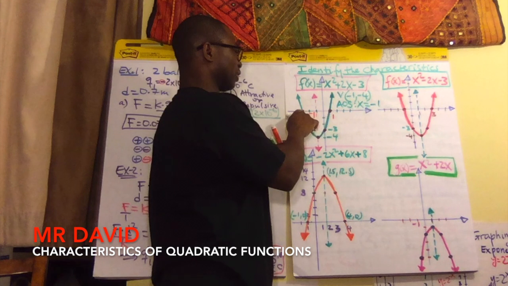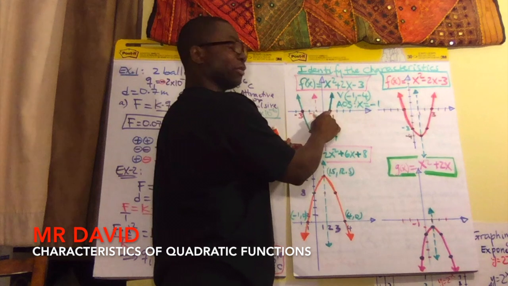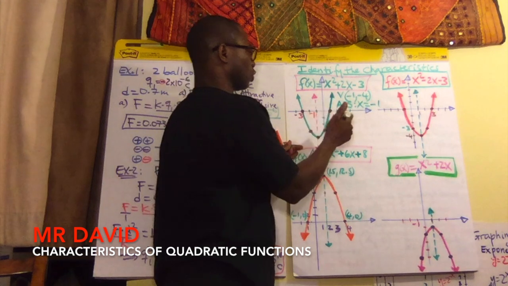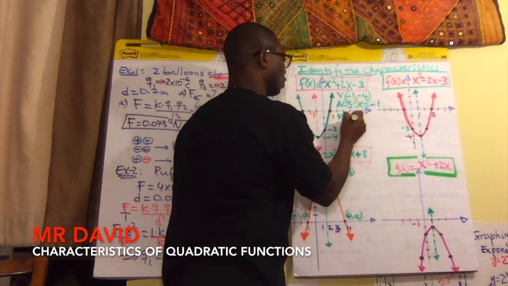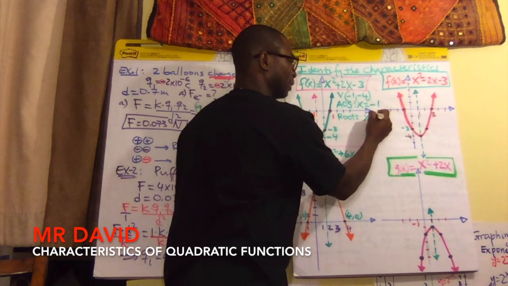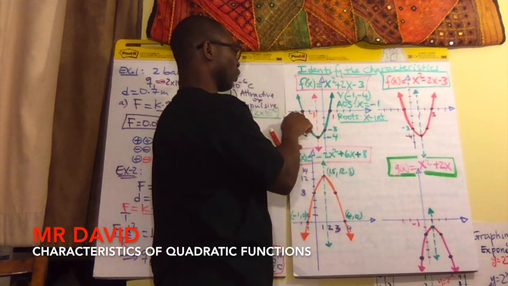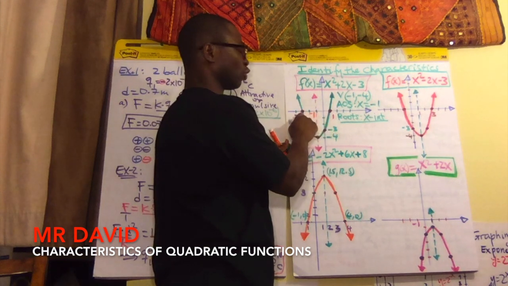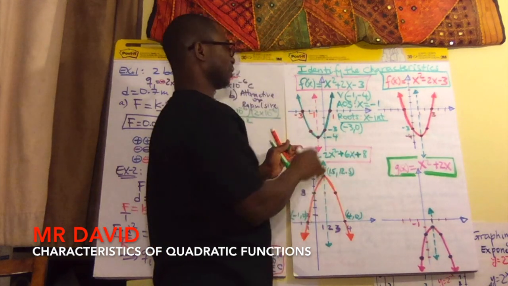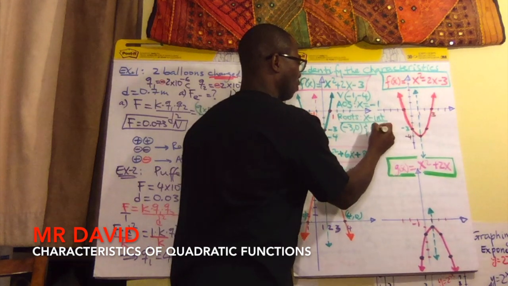Then we see that the function intersects the x-axis right here and right here. This is x1, this is x2. These two are the roots, which are the x-intercepts. Here's the first one, -3: -1, -2, -3, comma 0. And the other one is 1, 0.